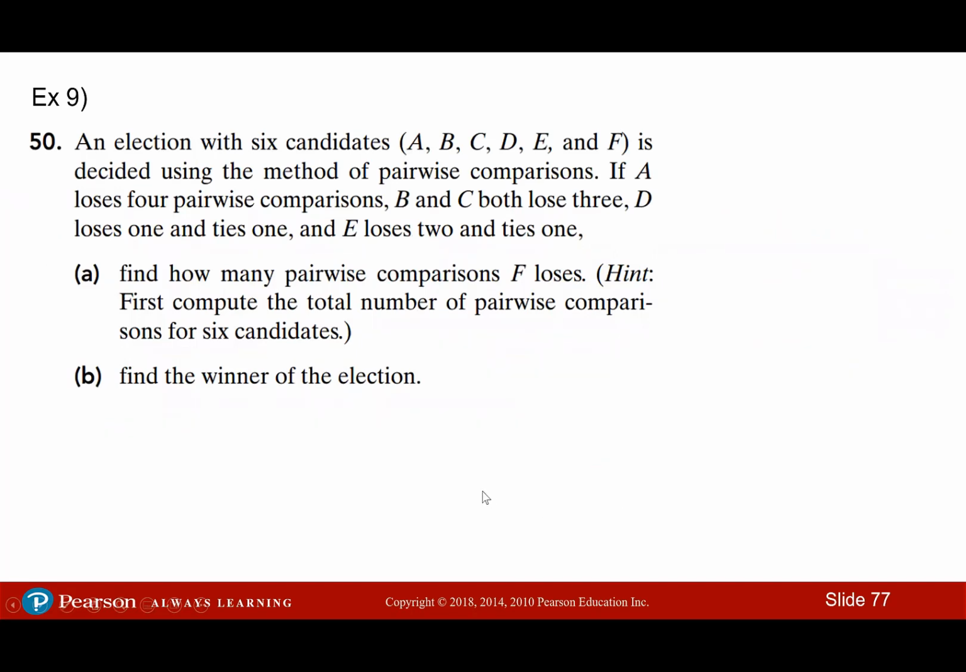All right, and the last one here. This one is a little bit different. It is on the homework, so I just want to make sure that we are aware of this one. So let's see. An election with 6 candidates, A, B, C, D, E, and F, is decided using the method of pairwise comparison. If A loses 4 pairwise comparisons and B and C both lose 3, D loses 1 and ties 1, and E loses 2 and ties 1. So this is almost like a little puzzle.